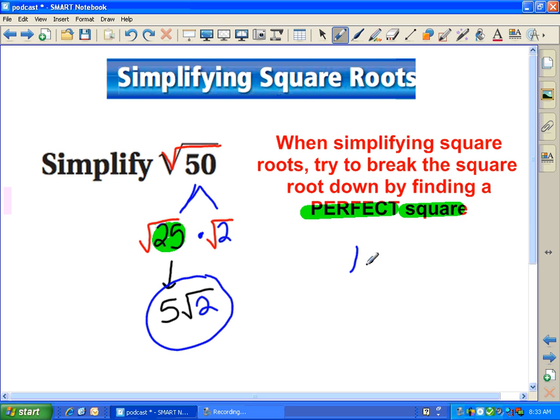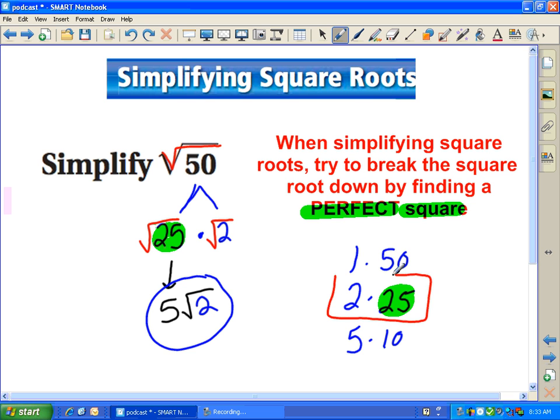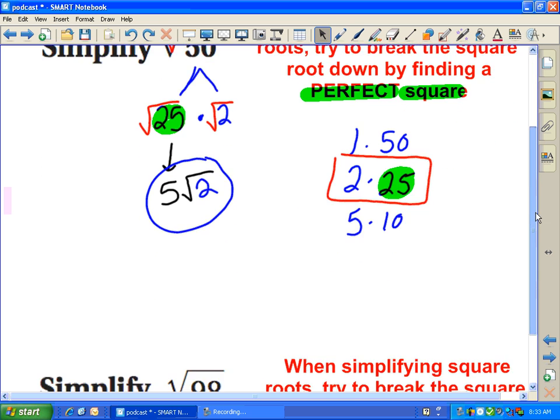So you could have said 1 times 50, 2 times 25, 5 times 10. But remember, I'm looking for perfect squares. There's my perfect square, 25. So that's why I use 25 and 2. It doesn't do me any good to use 1 times 50 and 5 times 10 because they are not perfect squares. Plus 10 for your group.